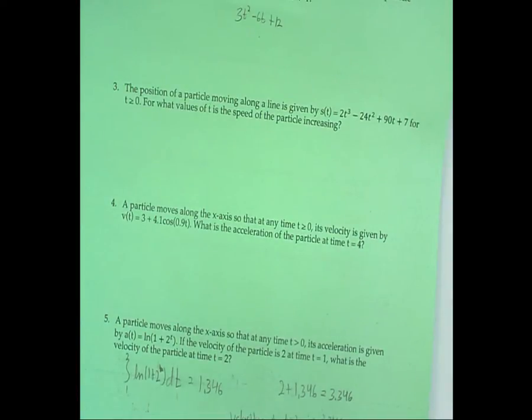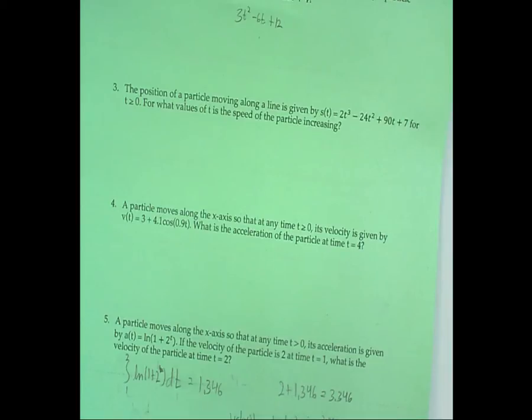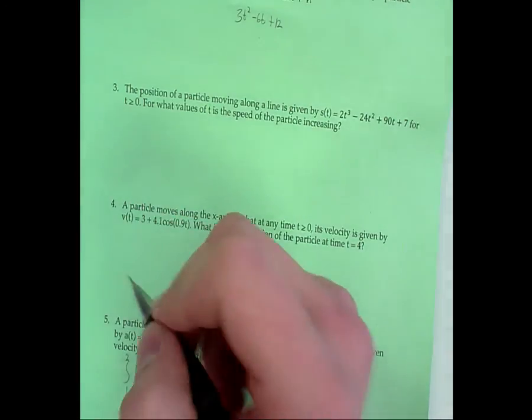Okay. We got a particle that moves along the x-axis so that at any time t greater than or equal to 0, its velocity is given by v of t equals 3 plus 4.1 cosine of 0.9t. What is the acceleration of the particle at time t equals 4? So first we just take the derivative of the velocity.